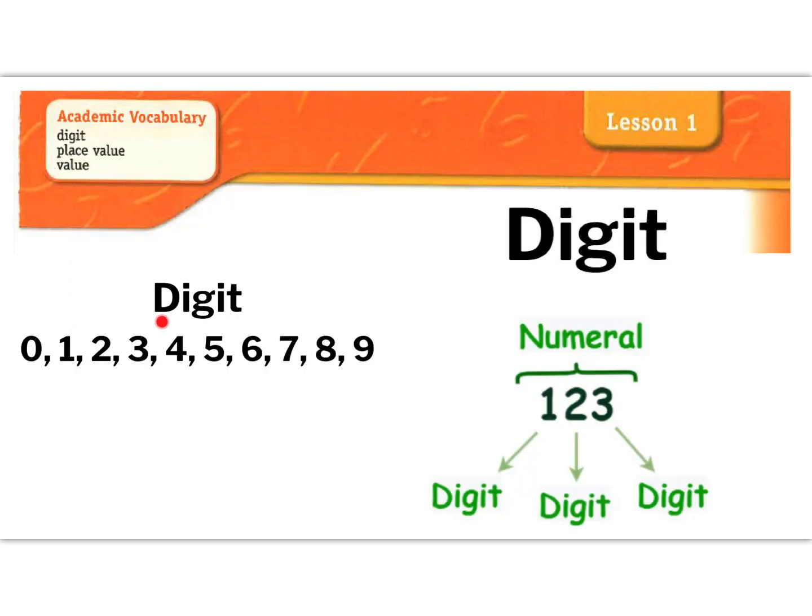Our first vocabulary word is digit. If we look over here, we can see that a numeral is like 123, but each separate digit, each place value, has one digit in it. So digits are all of these numbers 0 through 9. And the numeral is if you put digits together, it creates a numeral. But each separate place value has a digit in it.